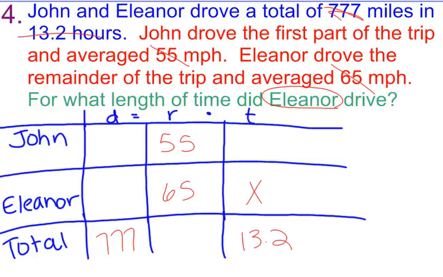So if Eleanor is x, what are the other parts? I've got to fill in John's distance. Eleanor's distance I can do, right? Doesn't distance equal rate times time? So if I take 65 times x, Eleanor's distance would be 65x. That makes sense, right? So if I figure out John's time, I would also be able to find out his distance, just like I did for Eleanor. Here's John's time. The best way for me to explain this to you is for us to step away from the problem for a second.